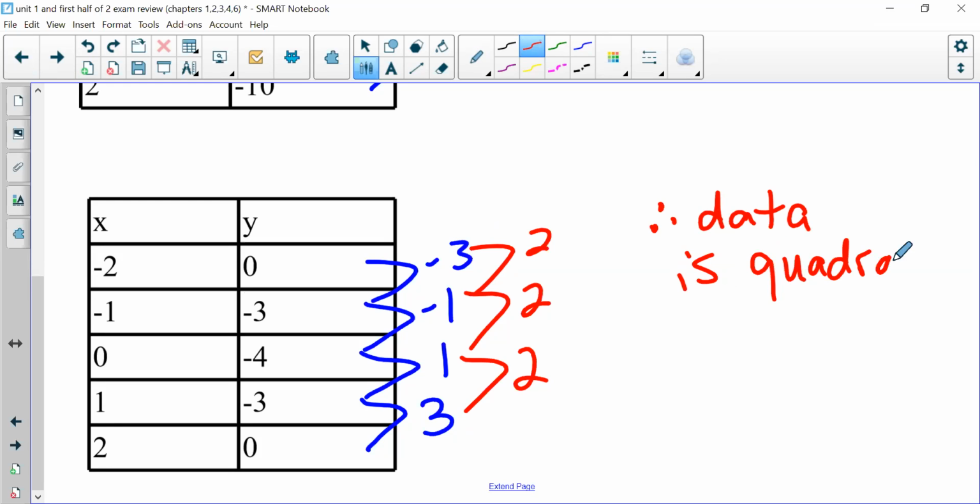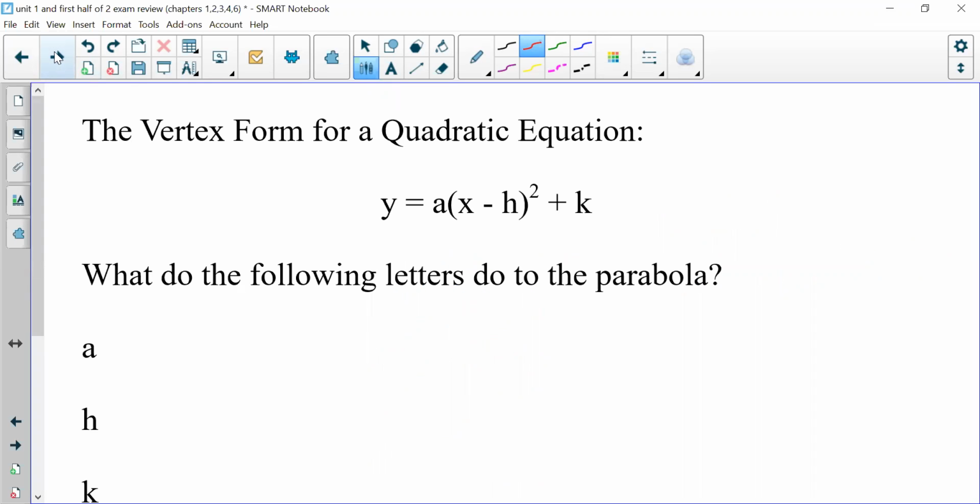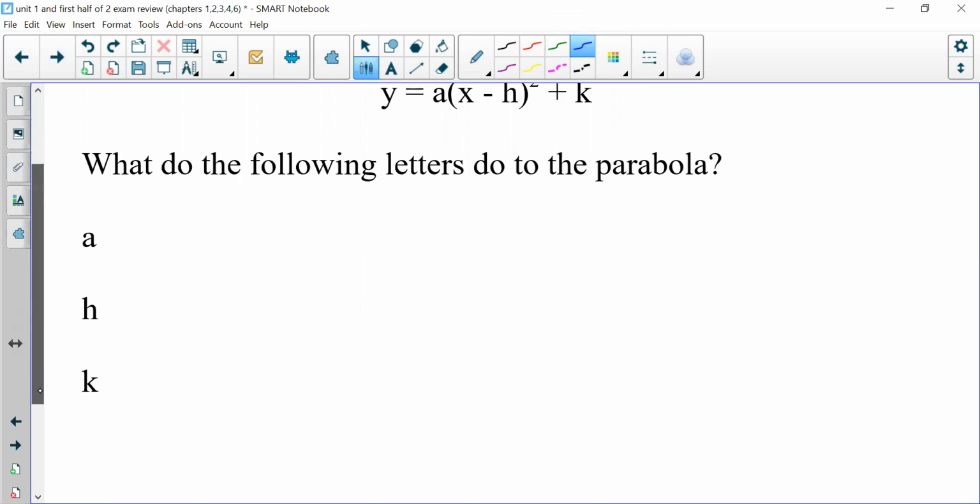If this was not constant, if it went to -7, +15, then you would just say, therefore, the data is neither. It's not linear nor quadratic. It's something else that we haven't yet learned, or it's a complete random scatter plot. So just to be able to determine linear or quadratic. That was a very brief introduction to quadratics, and then we got into vertex form: y equals a(x minus h) squared plus k. What do the letters do to the parabola? What does the a do?